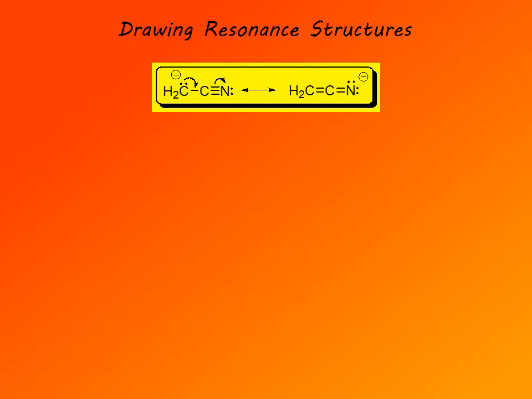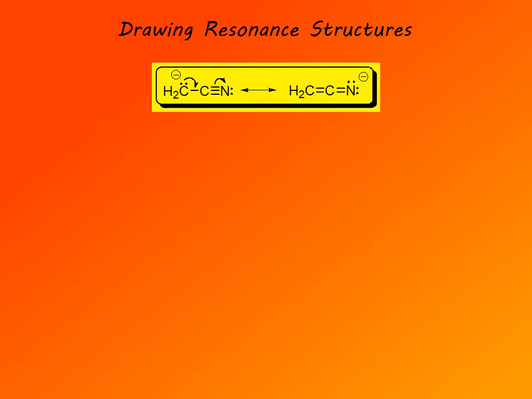We start with the structure on the left, the deprotonated acetonitrile anion, and then we can draw the resonance structure on the right simply by pushing electrons as indicated by curved arrows. And we can see that this species involves delocalized electrons and that there are two resonance structures.